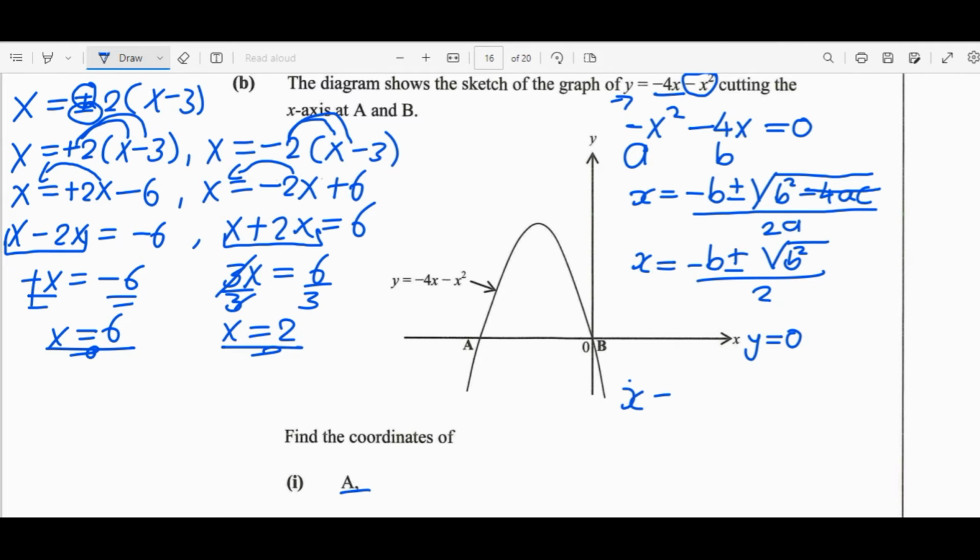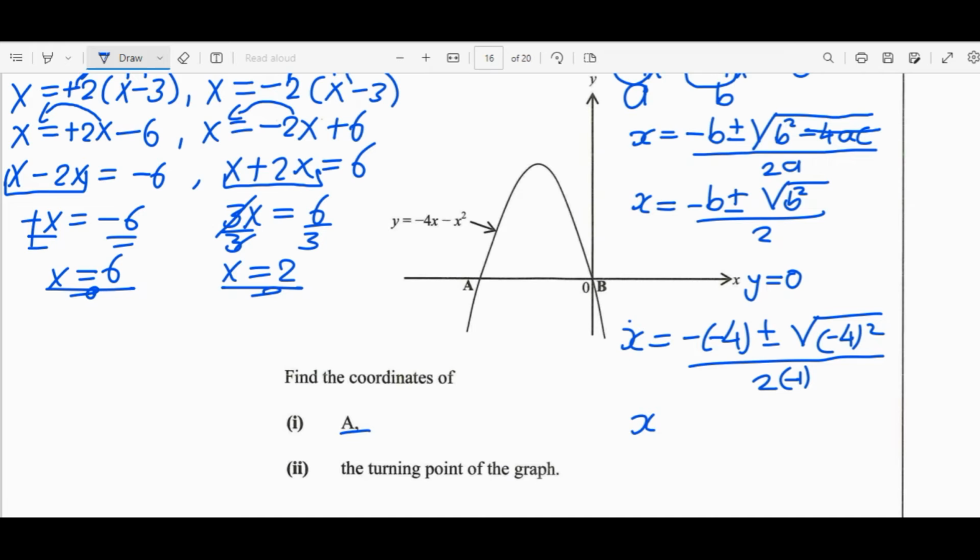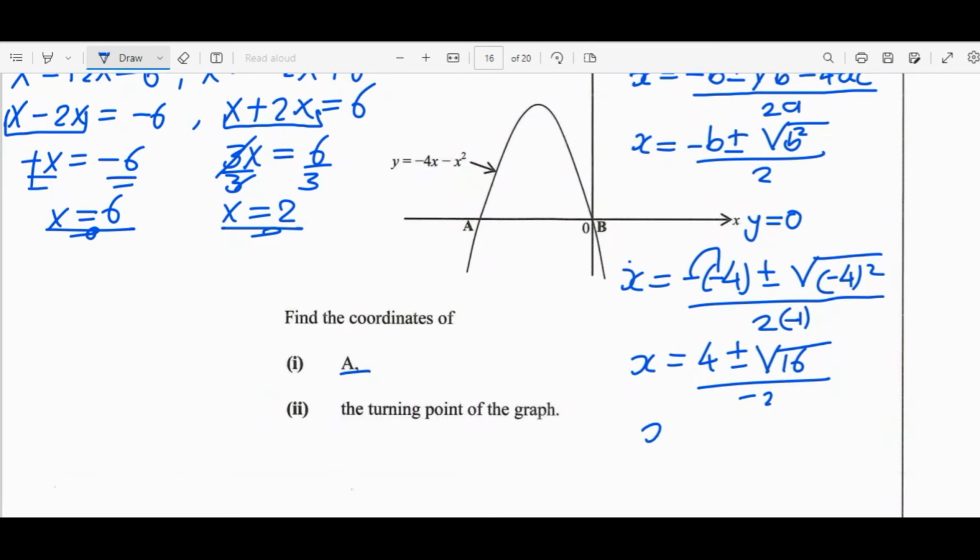So we'll say x is equal to minus, what is the value of b? So the value of b is negative 4. So even here we are going to have negative 4 squared over, what is the value of a? So the value of a is just negative 1. So let's see. Negative times negative is plus 4. Negative 4 squared is positive 16 over negative 2. The square root of 16 is positive or minus 4 over negative 2.